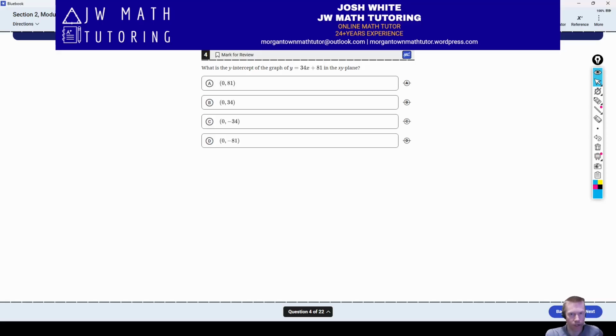All right, number 4, what is the y-intercept of this graph? So if you wanted to solve this by hand, of course, you could first of all plug in 0 for x, and then notice you get y equals 81. So correct answer is going to be letter A. Or if you notice this is in slope-intercept form, y equals mx plus b, well, you just recognize right away b is 81 and just get your answer that way.